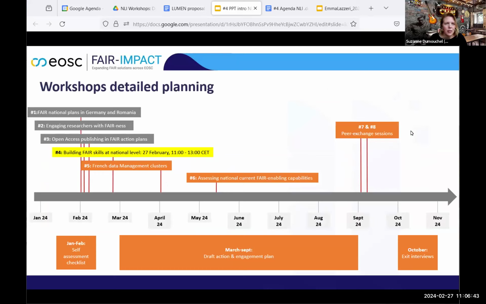Today is the 4th workshop, on building FAIR skills at national level. We had 3 previous workshops: on the FAIR national plan in Germany and Romania, on how to engage researchers with FAIRness, and another one about open access publishing, how to include open access publishing in the FAIR action plan. The next one will be about the example of a French data management cluster, which is a kind of implementation of a FAIR national plan.